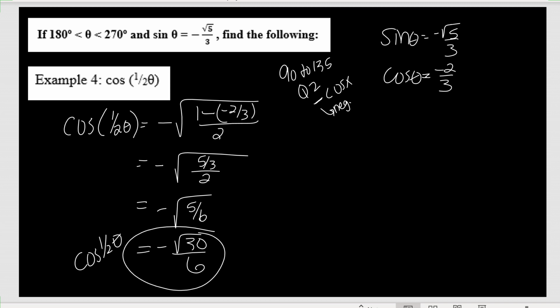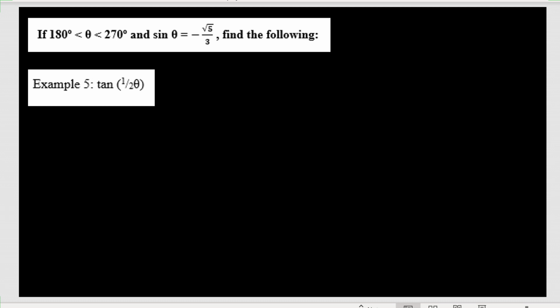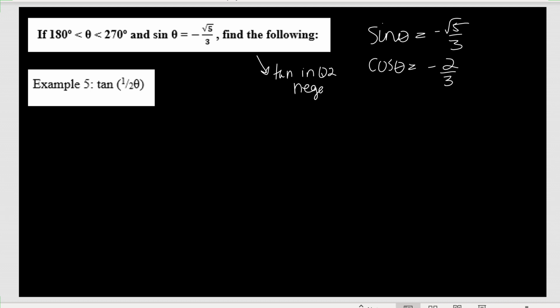Great job. Alrighty, last one of these, just to show you a tangent example. It's the same problem. So we already have sine of the angle to be negative root 5 over 3. We also have cosine of the angle to be negative 2 over 3. Now we need to talk about tangent in quadrant 2. Well, in quadrant 2, x is negative, y is positive, so that's going to make tangent negative.